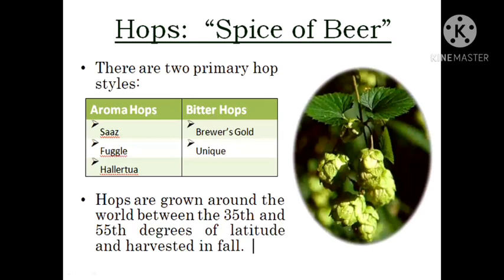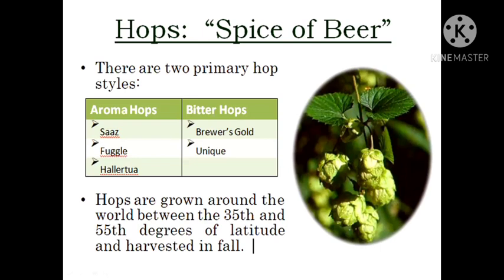Okay. So, hops species of beer. There are two primary hops styles. The first one is aroma hops and the second is bitter hops. Aroma hops are categorized under three varieties: Saaz, Fuggle, and Hallertau. And bitter hops are Brewer's Gold and Unique.